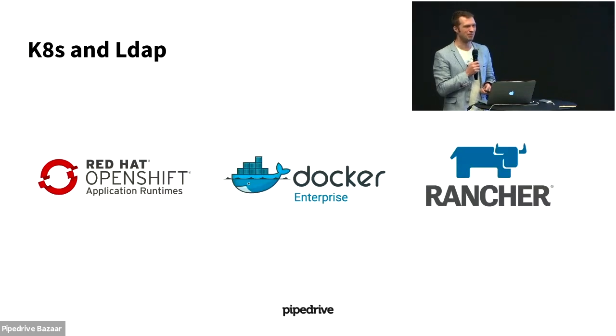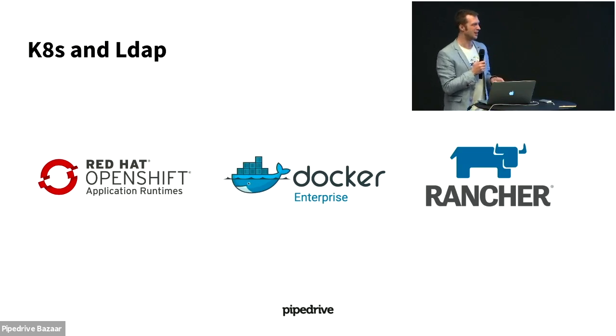Based on my background, I Googled Kubernetes and LDAP because that's what I knew. The first thing I noticed back then was Red Hat OpenShift, and I was like, no, we are not Red Hat customers, unfortunately, or luckily, so it doesn't apply to me. I knew that Docker Enterprise had an LDAP integration, but I still looked further.